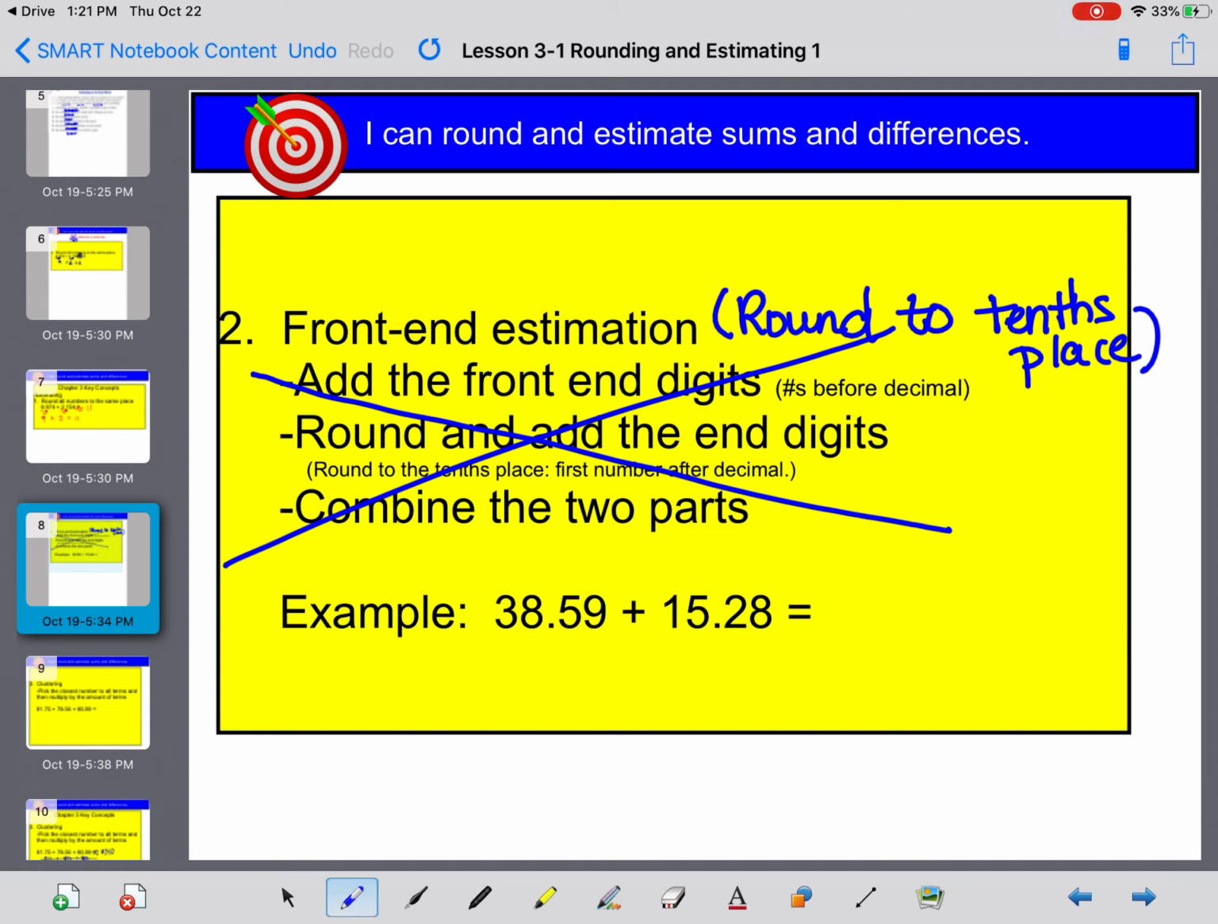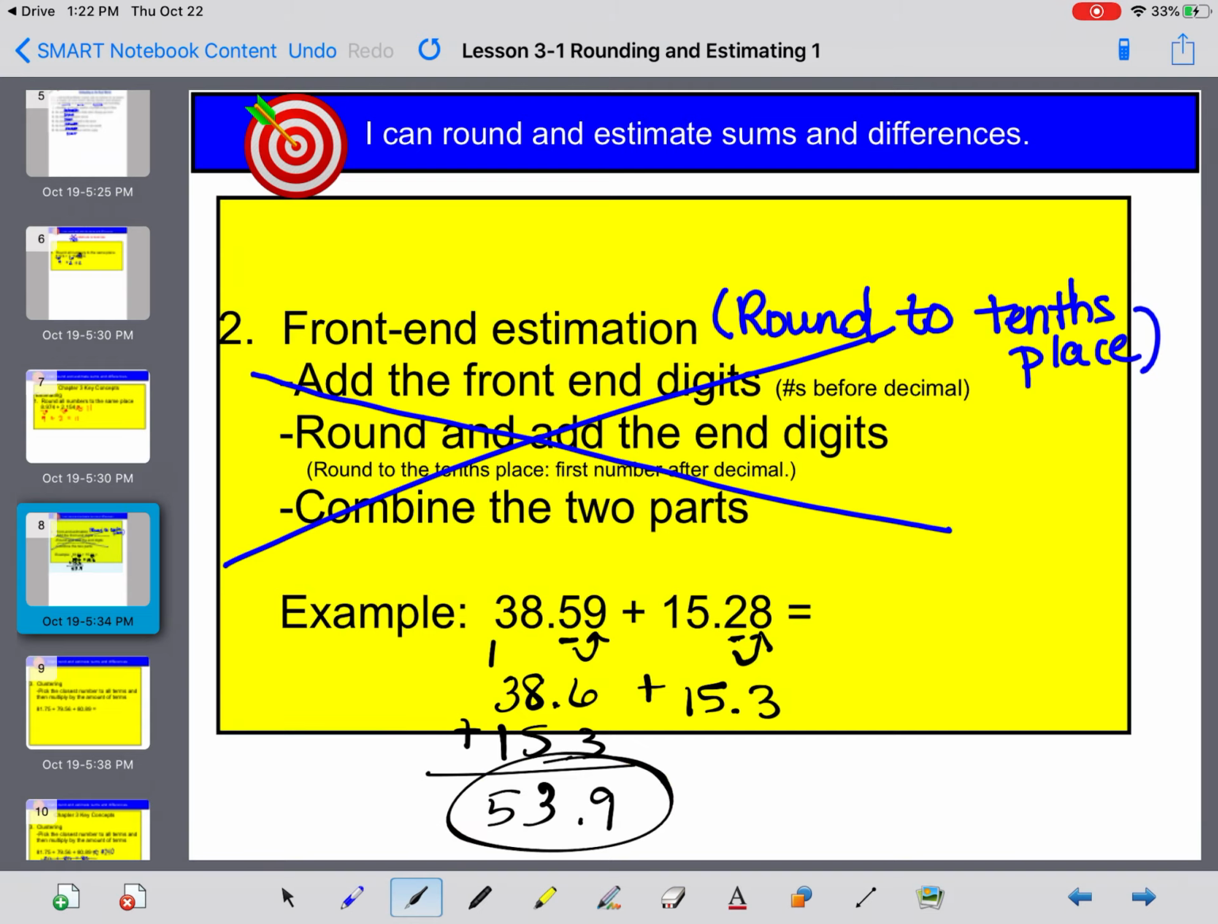All right, so using this method of rounding everything to the tenths place, that is the 5 in the first number. So 38 and 6 tenths plus 15 and 3 tenths. And I like to stack them. 9, 13, 53, and 9 tenths.